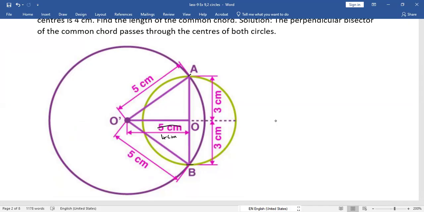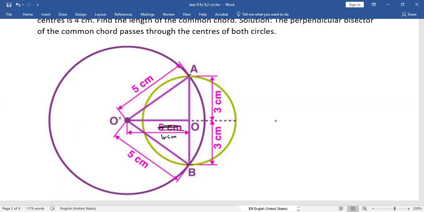And the distance between the centers is 4 centimeter. This is 4 centimeter, not 5 centimeter. Up to here, 5 centimeter, because it is the radius of the circle. Up to here, it is 4 centimeter, the distance between the centers. One is the big circle, 5 centimeter, another the small circle, 3 centimeter. Find the length of the common chord.